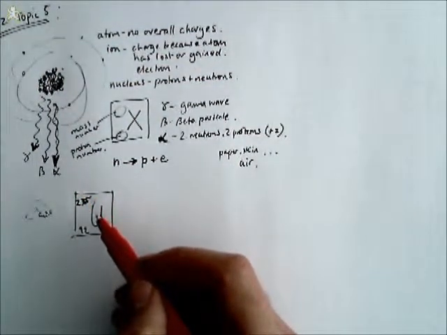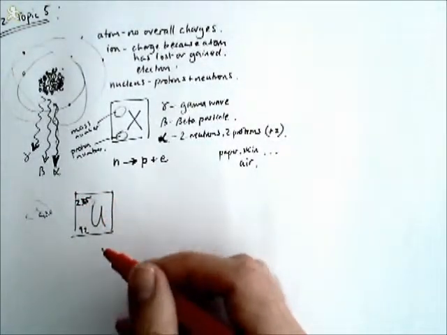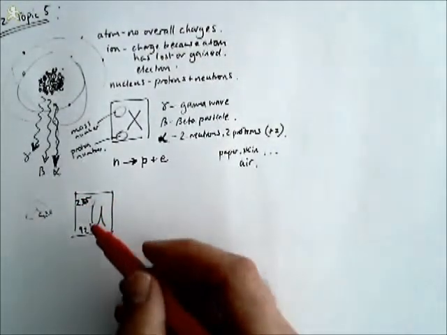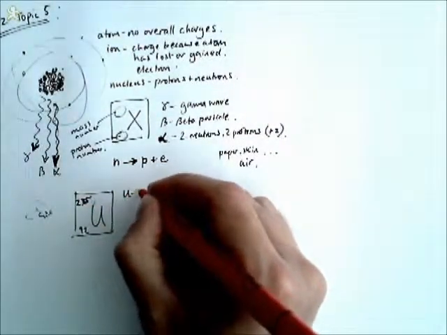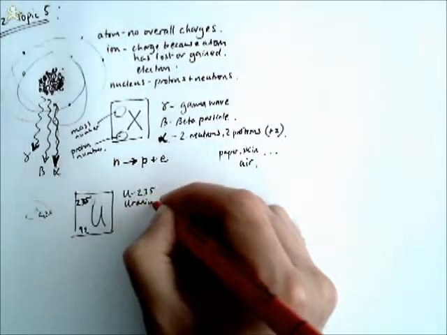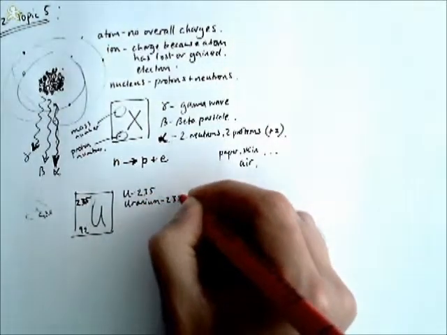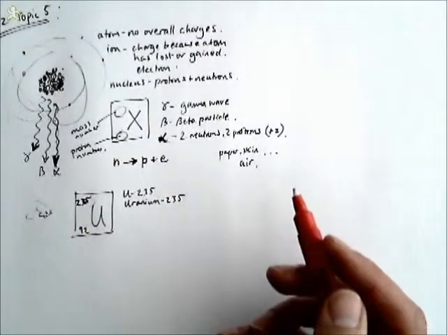There might be uranium-238, uranium-235. They've all got slightly different numbers of neutrons. So this particular type of uranium is uranium-235. You might see it written like that, or you might see it written like uranium-235, just with the mass number. We know because it's uranium, it's got 92 protons.